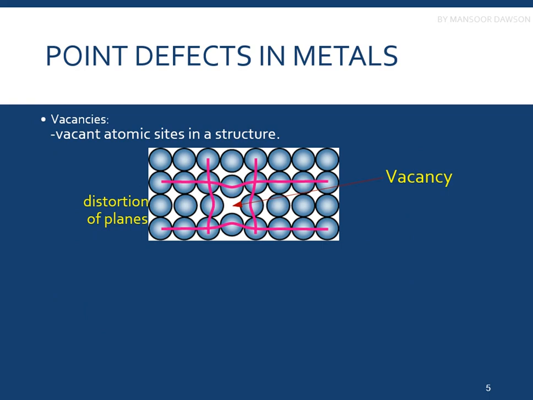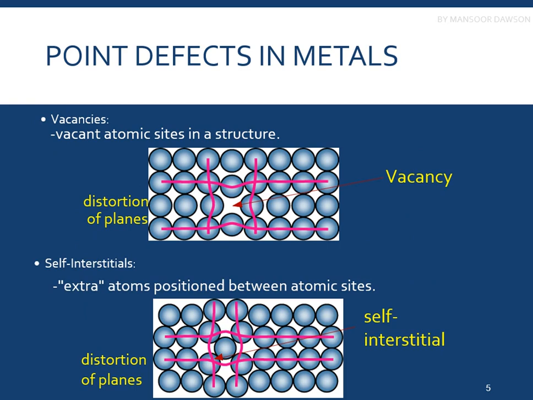First, point defects in metals. How is a point defect created? Basically, point defects are vacancies. You can see here there is a lattice of atoms, and there is an empty site over here. This site is called a vacancy. Vacancies are vacant atomic sites in the structure, and this causes a strain or a distortion in the lattice.